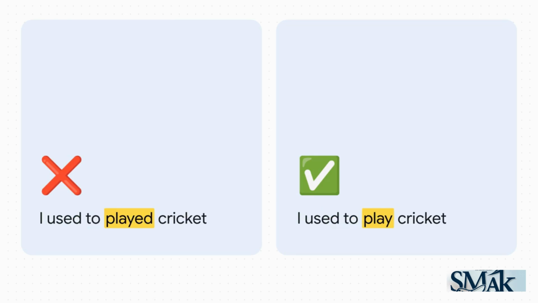All right, here's another really common mistake that totally disrupts fluency. Listen to this one. "I used to play cricket." Remember our formula? The verb following used to must remain in its base first form. So the correct sentence is simply, "I used to play cricket." You always want to drop the past tense marker on the action verb when using this specific structure.